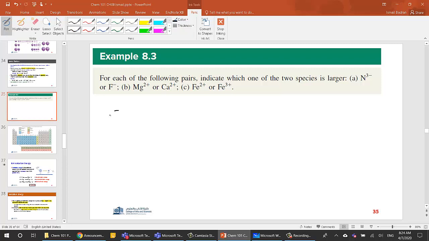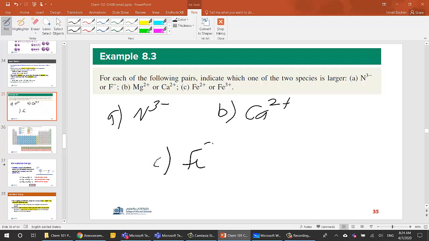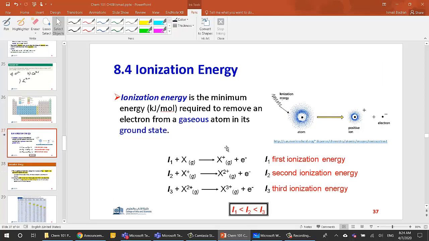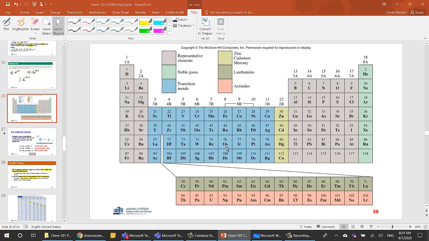In other words, the Fe2 plus is larger than this. So the answer for A, which one is larger? N3 minus is larger here. And for number B, the calcium, of course, is larger. And for number C, we said that Fe2 plus is the largest. So by this, I finished talking about the size. And I wish you could solve questions from the book. Sometimes the questions are tricky, so please practice this when you do the online quizzes. Now, does anybody have a question about the size?